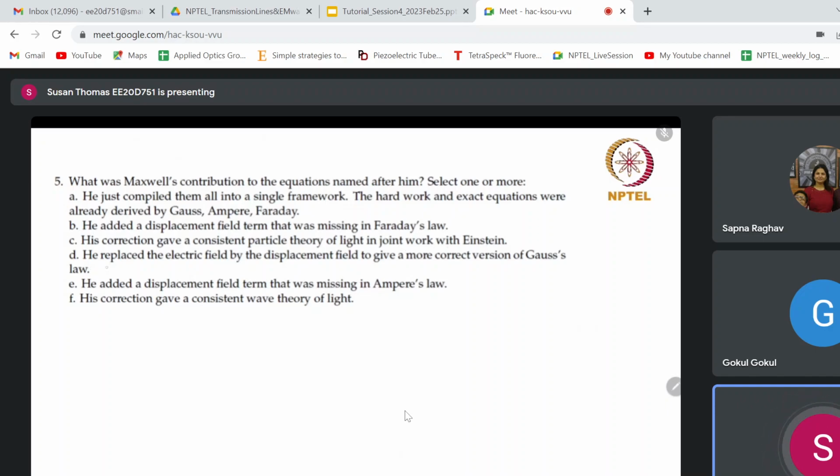And fourth option, he replaced the electric field by displacement field to give a more correct version of Gauss law. He added a displacement field term that was missing in Ampere's law. His correction gave a consistent wave theory of light. Which among these do you think are right? There might be one or more answers. So, whatever you think is exactly correct.